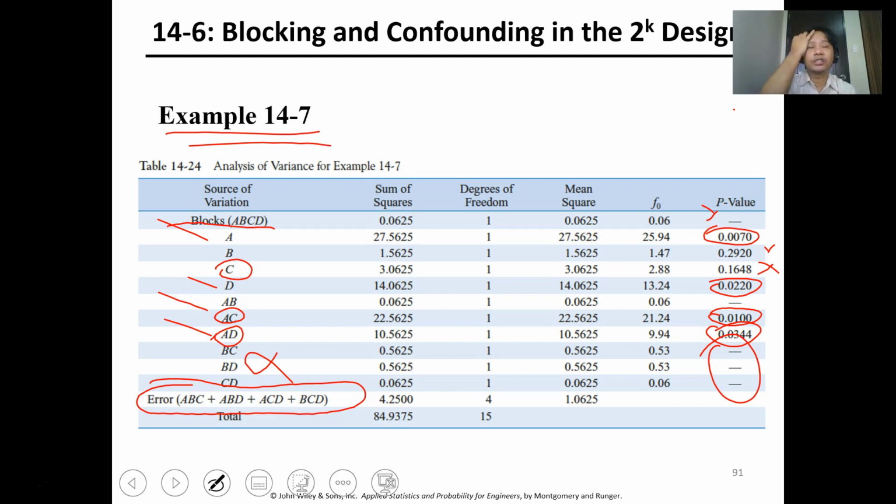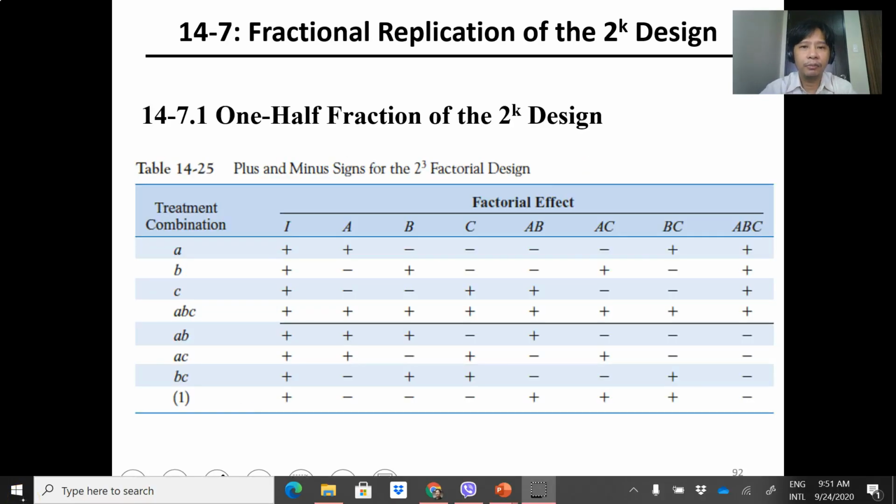Pag compounding, you just combine several blocks. So usually, ang kino-compound, itong block, yung 4, at saka yung three interaction as error. Let's go to the fractional replication of the 2^k design. So this one is a 1/2 fraction of the 2^k design. So pag sinabi yung 1/2 fraction, you divide the 2^k design into 2 fractions. Okay? So let's have this.